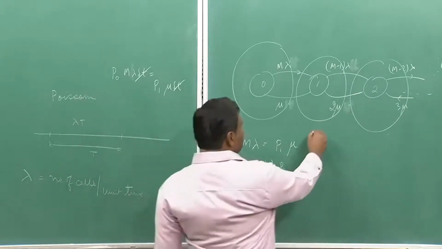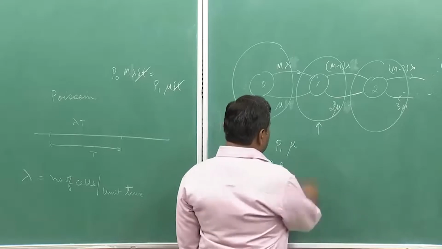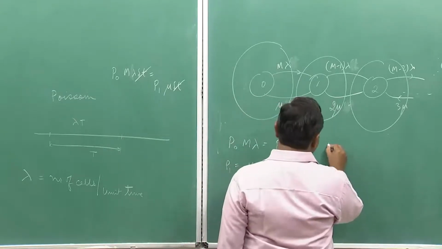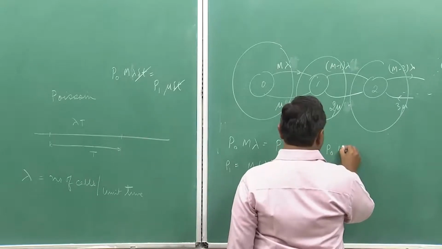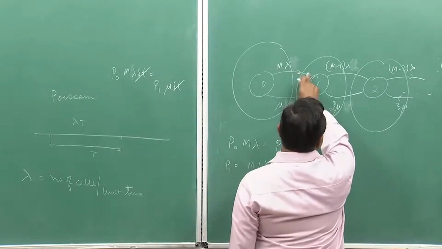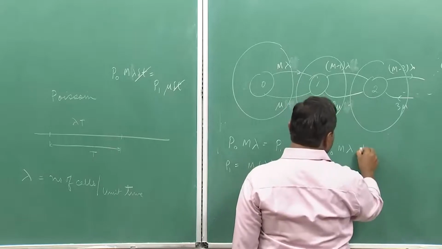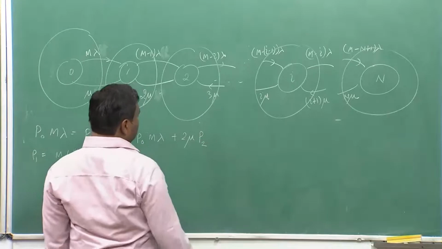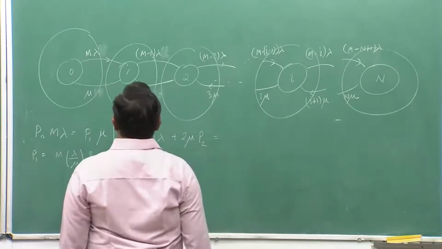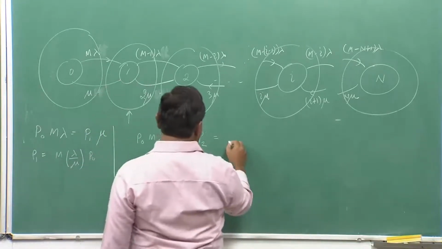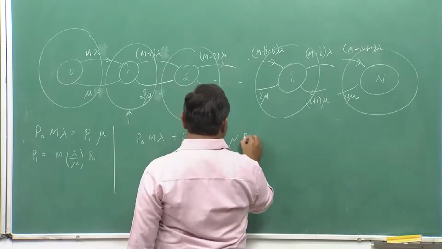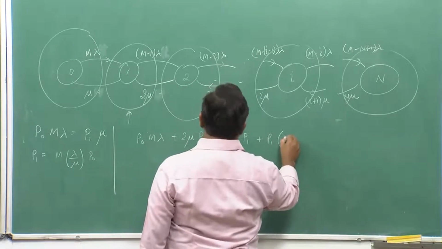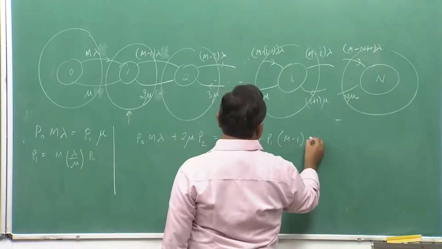I can look at the second surface and write down my equation. This will turn out to be: P0 m lambda is the incoming rate. One incoming rate is from this side, 2 mu P2. The outgoing rate is mu P1 plus P1 m minus 1 lambda.